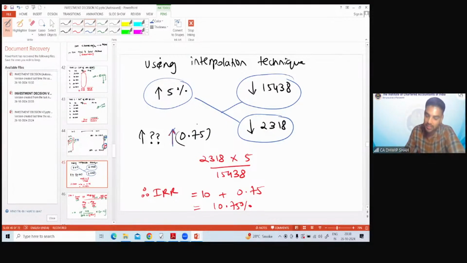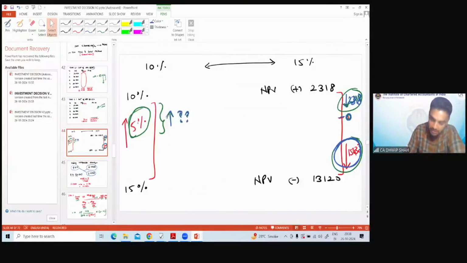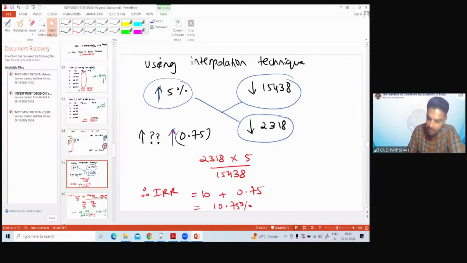Answer comes to 0.75. So I don't have to increase the rate entirely by 5%. If I increase by 0.75, I am done. Are you getting this? Yes, sir. Clear now? Sure? Okay.